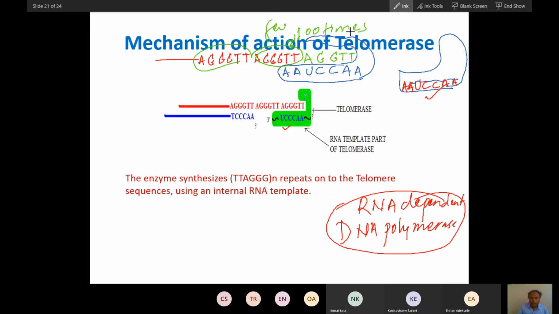It can synthesize this a few hundred times, so that this end will be secure. Otherwise, if this end is not secure, then what will happen? The cell cannot divide after 50 divisions. And you know, embryogenesis requires 1,000 million divisions. That is why telomerase makes that cell again capable of division. So this is how telomerase action happens.